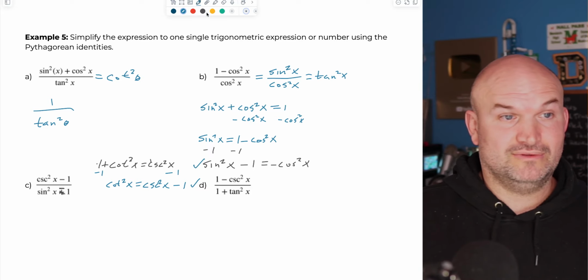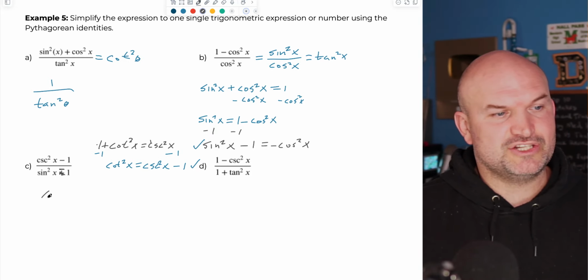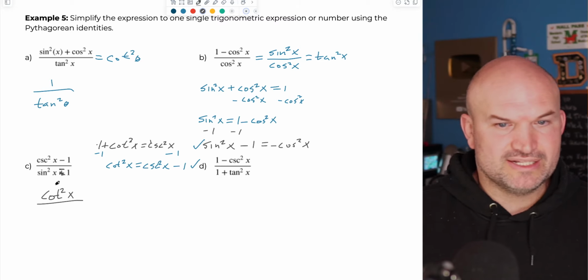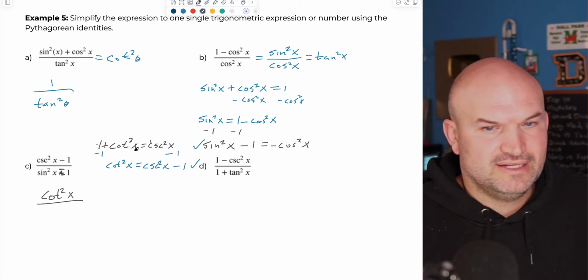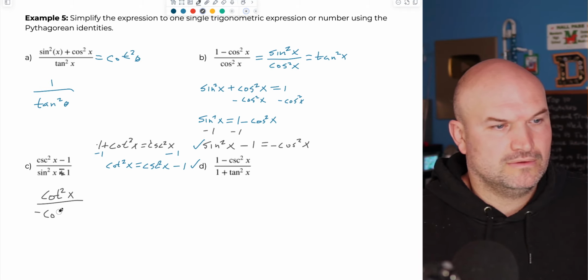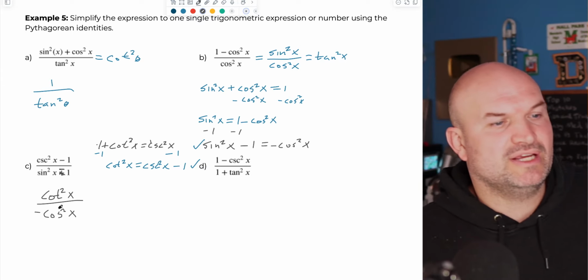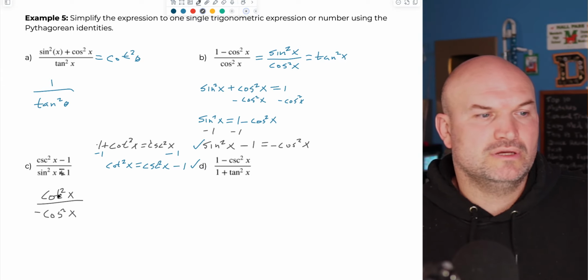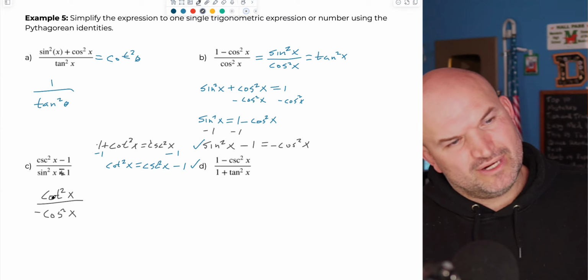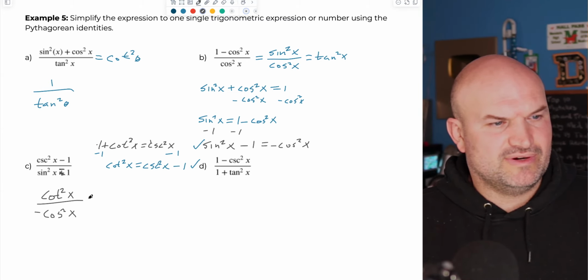All right, so now let's rewrite what we got. On this left-hand side, this actually simplifies to a cotangent squared of x, and our denominator is now going to divide to a negative cosine squared of x. Okay, so cotangent, remember, is cosine over... I'm not sure if I might have written this problem wrong. So let's rewrite this out.